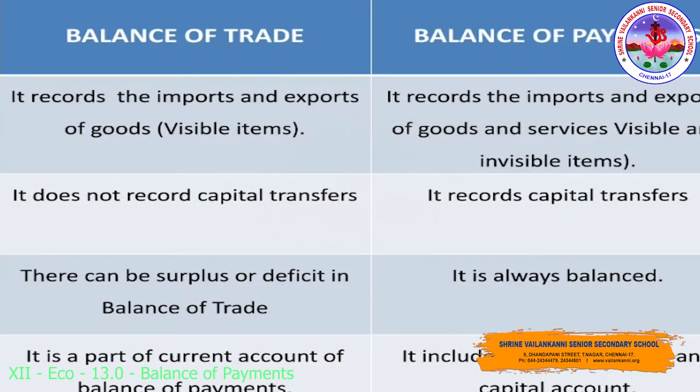Now, the differences between balance of trade and balance of payment. Balance of trade records the imports and exports of goods, that is visible items. But balance of payment records the imports and exports of goods and services, that is visible and invisible items. The second point, balance of trade does not record capital transfers. Balance of payment records capital transfers. There can be a surplus or a deficit in balance of trade, but balance of payment is always balanced.